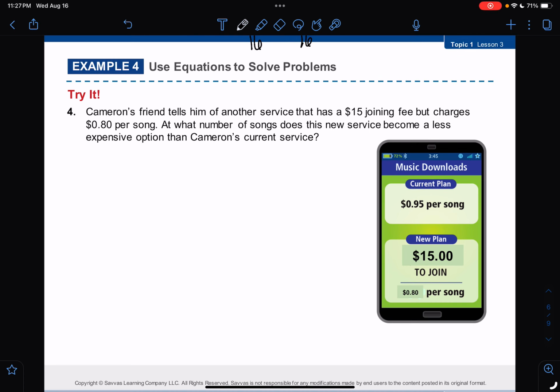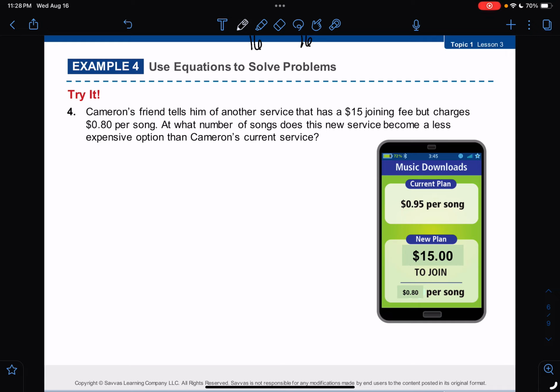Okay, so our final try it for today. Again, the example was very similar, almost exactly the same thing. They just changed the joining fee and the amount per song. So we're not going to do that one. We're just going to do this together. All right. So Cameron's friend tells him of another service that has a $15 joining fee, but charges $80 per song. At what number of songs does this new service become a less expensive option than Cameron's current service?